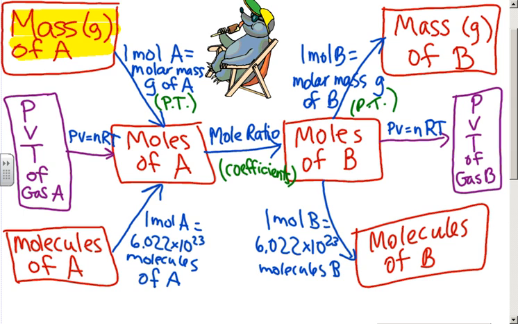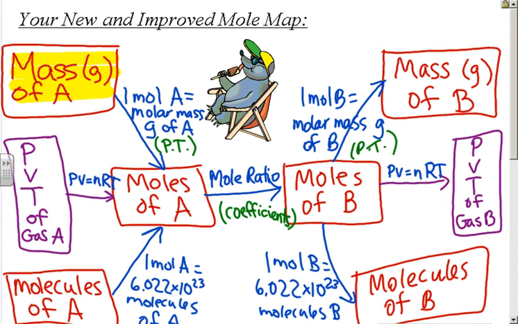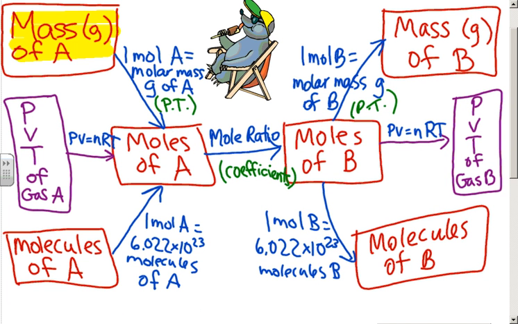Checking back in with the problem, I see that what they asked me to find was the volume of a different chemical, carbon dioxide. So that would be my chemical B. So they're asking me to find a volume of a chemical B. On my mole map, that means they're asking me to end in this box over here, the pressure, volume, or temperature of a gas B. Here is specifically the volume that we want to find. So I can see that I'm going to be going from the top left corner of my mole map to the middle right of my mole map.